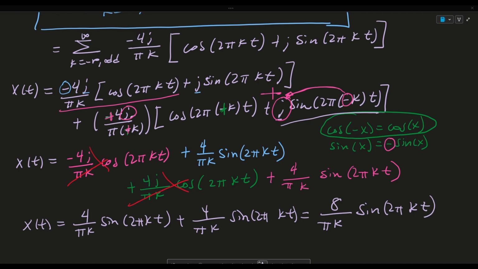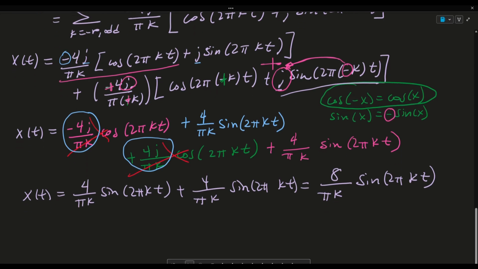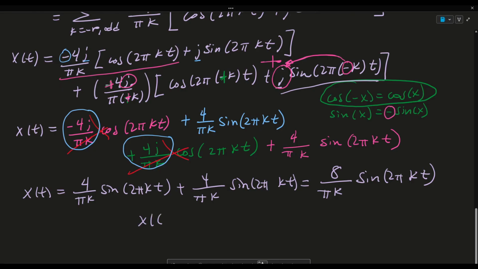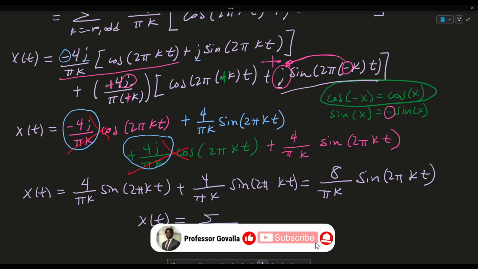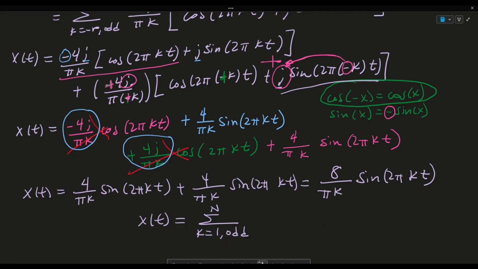And this makes sense, right? Because our signal to begin with was a real signal. There was no imaginary in the signal. As a result, all my imaginary terms, especially the j terms, get canceled out. They leave the equation. So I'm just left with real terms. So my final x of t in the real, or the sine and cosine domain, just becomes the sum as k is equal to 1, odd to, let's just say, n, 8 over pi k sine 2 pi kt.